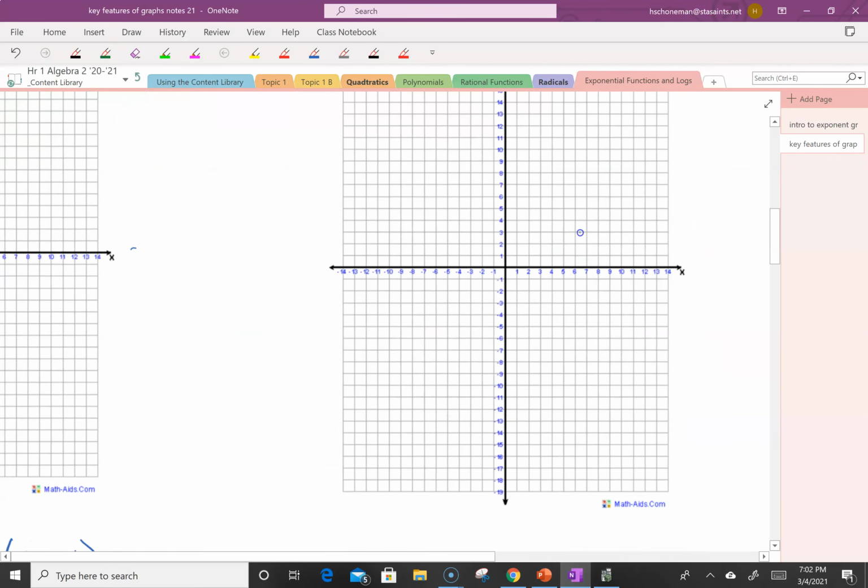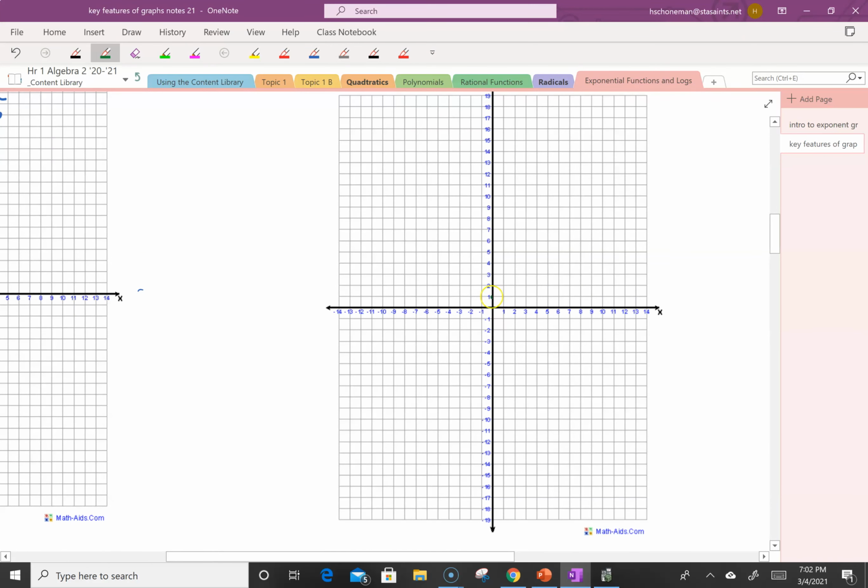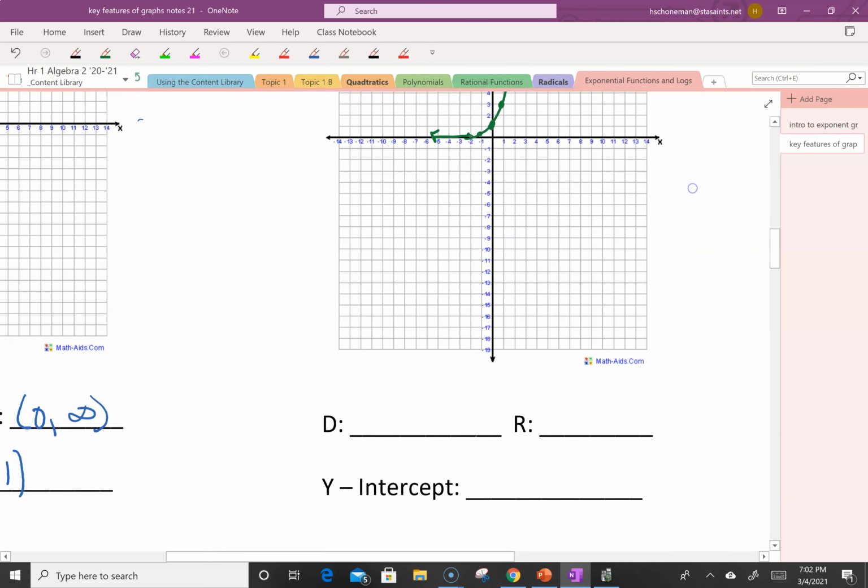So let's go over here, graph this. So at 0 is 1, 1 is 3, 3 squared is 9, 3 cubed is 27, which is off the graph, but we've got decimals here. So this is your graph.